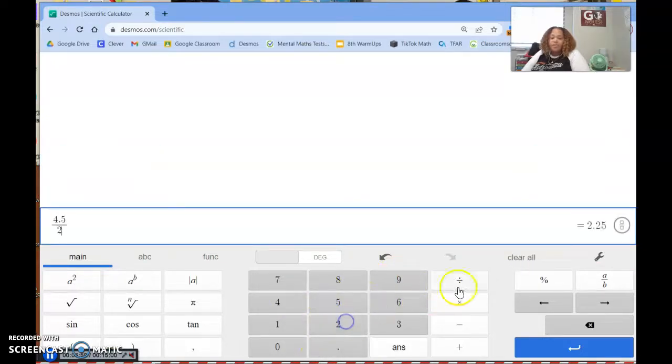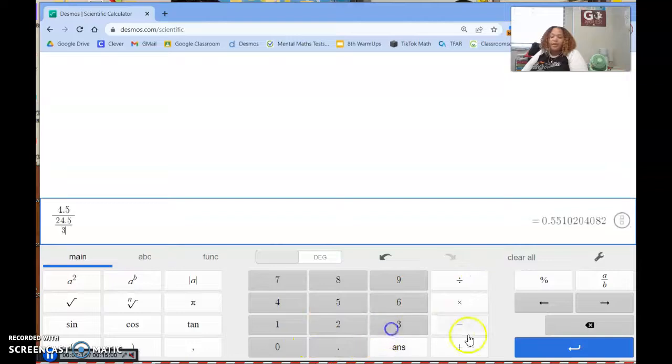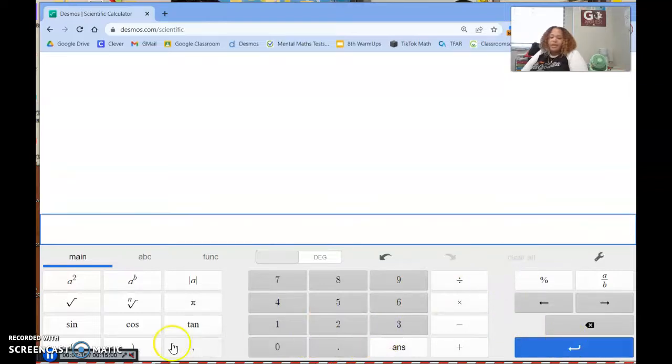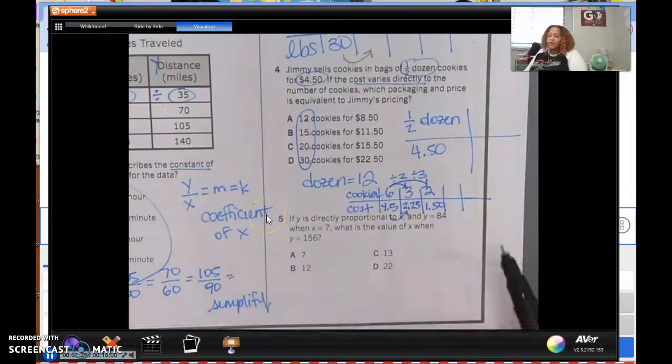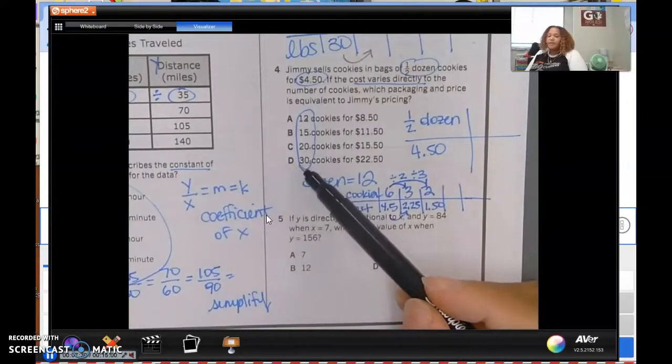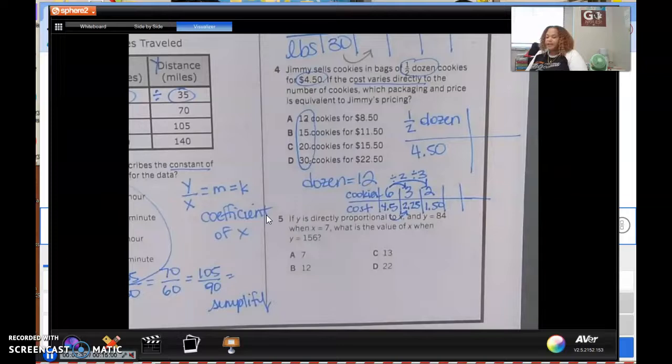4.5 divided by 2 is 2.25. So that's how much it is for 3 cookies. And then how do you get from 6 to 2? You divide by 3. So 4.5 divided by 3 is 1.50. Now that I have 2 cookies and the price for 2, I could find the price for 20, I could find the price for 30, I could find the price for 15.